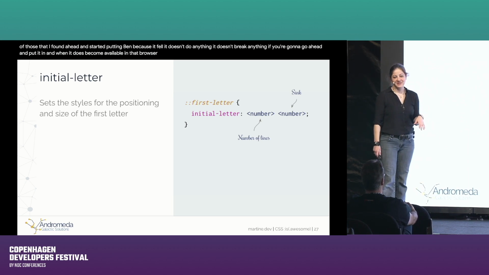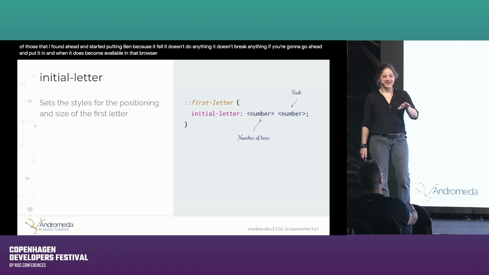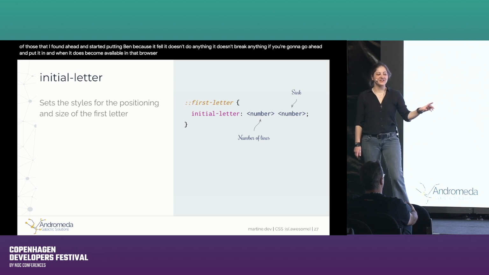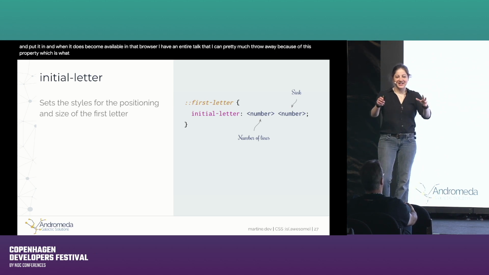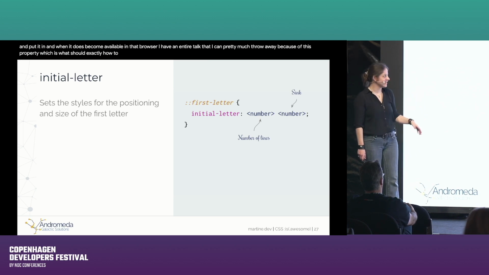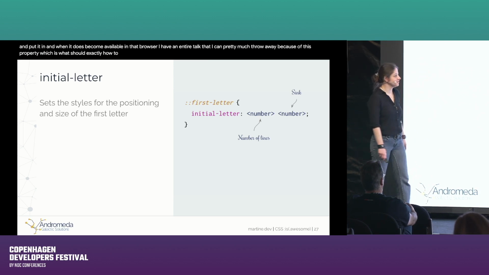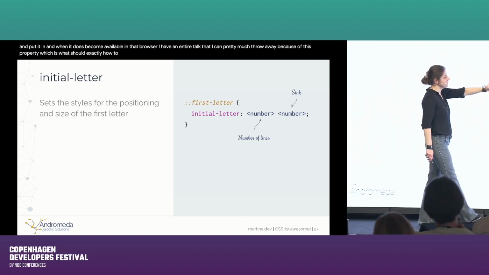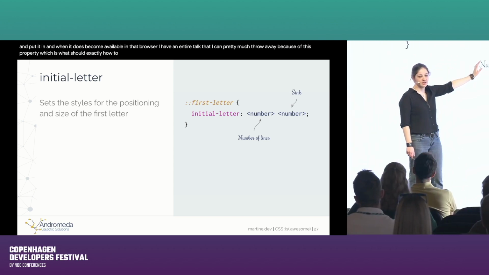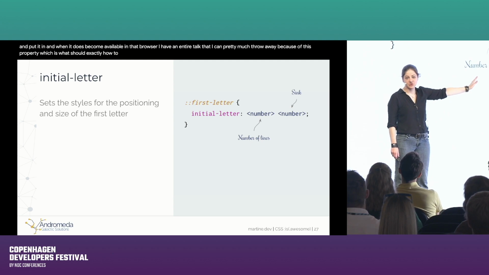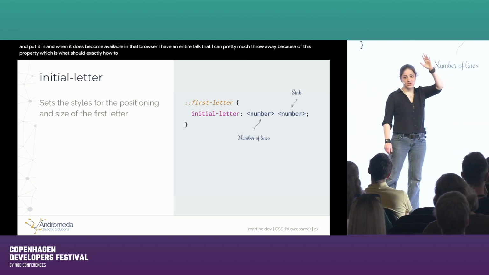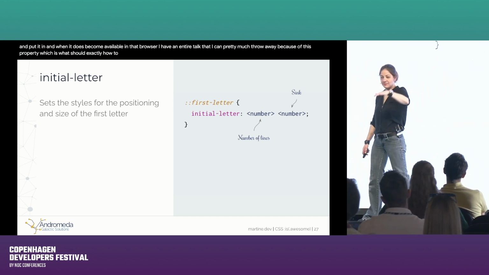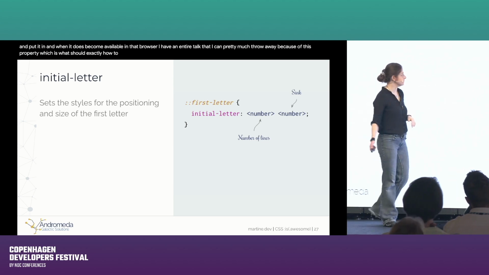Historically, to do that, it was a game of floats and random hacks. I have an entire talk that I can pretty much throw away because of this property, which showed exactly how to do the float and the alignments and the changes because you're using a different font. Now it's just: oh, that's cool. We have this magical property which takes two numbers. The first is how big you want the letter, in number of lines, so these are integers. You can't do 2.5 lines. And then the sink, which is how many lines down you're going to go in terms of the letter.